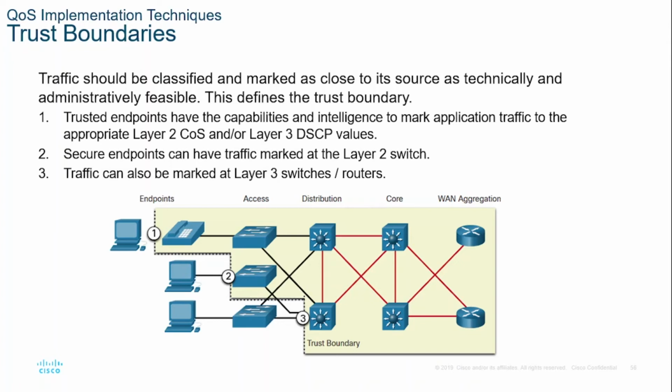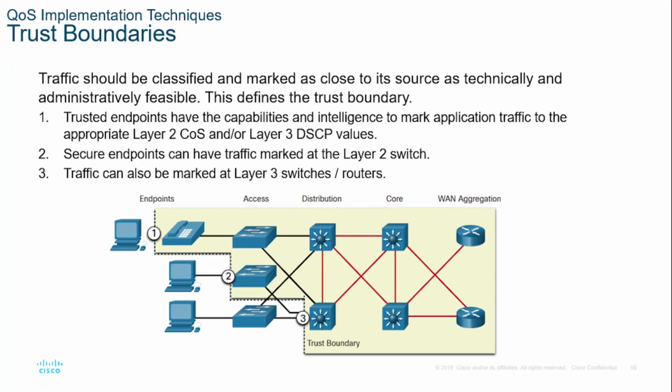The trust boundaries. Where should marking occur? Traffic should be classified and marked as close to its source as technically and administratively feasible. This defines the trust boundary, as shown in the figure.